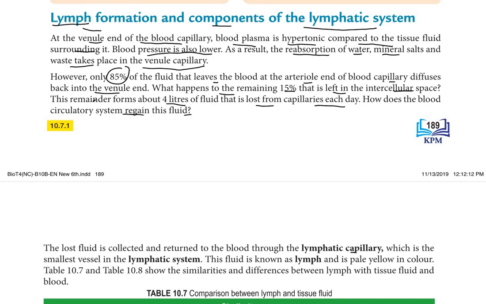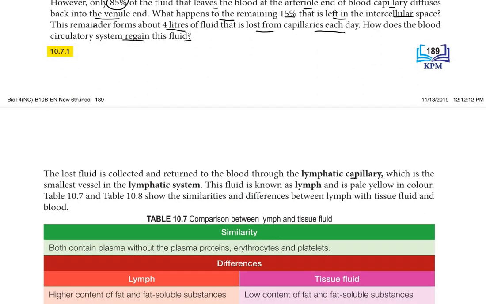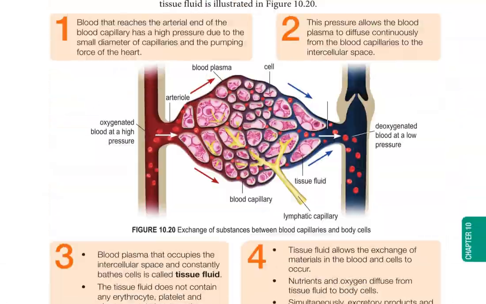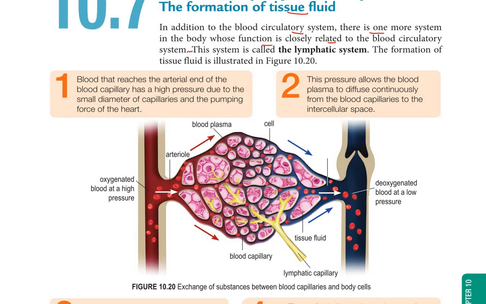How does the blood circulatory system regain this fluid? The lost fluid is collected and returned to the blood through the lymphatic capillary, which is the smallest vessel in the lymphatic system. This fluid is known as lymph and is pale yellow in color. So I stop here. We move on to the diagram, and we use the same diagram.